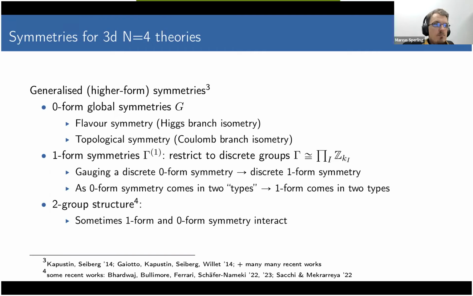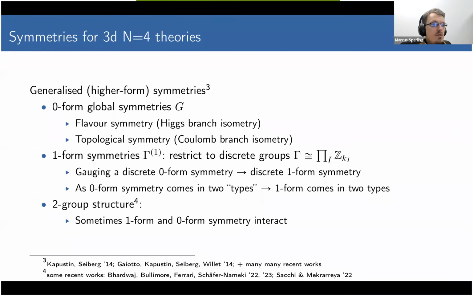One is what I call flavour symmetry, the other one is the topological symmetry, or if you like, you can think about them as the isometries of the Higgs and the Coulomb branch. And we know both of them are quite different from each other. The flavour symmetry is, of course, if you have a Lagrangian description, manifest in the UV Lagrangian already. The topological symmetry is at most manifest in a maximal torus in the UV, and it can be enhanced in the IR, which is, of course, the most exciting case, in which you have some non-trivial enhancement.